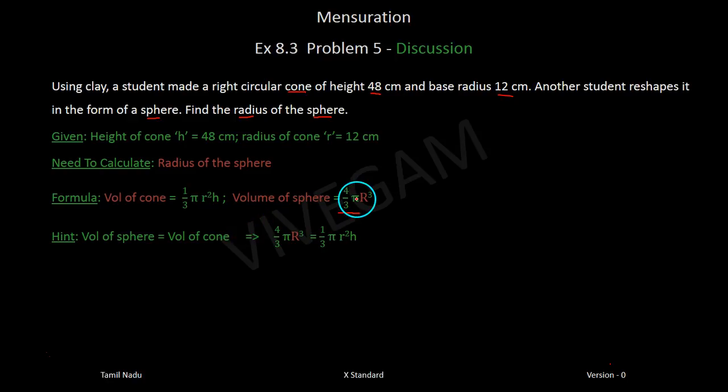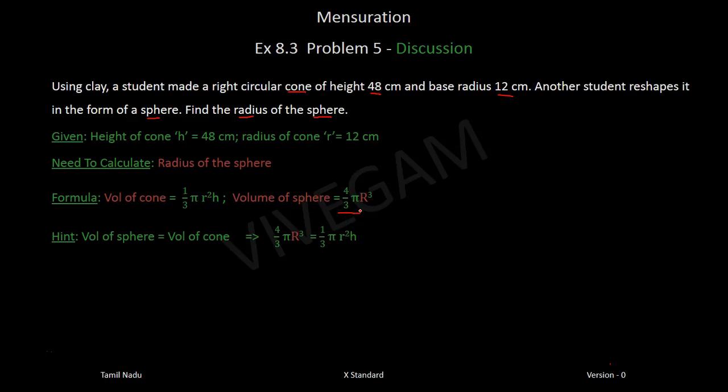Which means 4/3 pi R cubed, which is the volume of the sphere, will be equal to 1/3 pi r squared h, which is the volume of the cone. So in this equation, R is the only unknown and it can be easily calculated. You got it? The key point is the volume of the sphere is the volume of the cone. Both are equal, right? Then it's easy to do.